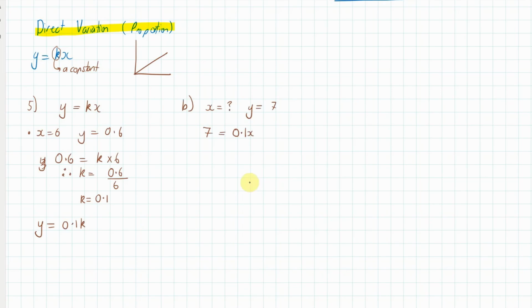Oh, I just realized I made a mistake in writing the previous answer. It's 0.1 is k, and I should have written x here, so I'm just fixing that up now. I hope that didn't confuse anybody. I've just changed it there. Okay, so going back to part B, I know y is 7. I don't know what x is. So I put in my formula, 7 is equal to kx, or 0.1x, and then therefore x must be equal to 7 divided by 0.1. So x must be equal to 70. That is how you do those questions. Well, good luck. I hope that helps you with the other direct proportion questions.